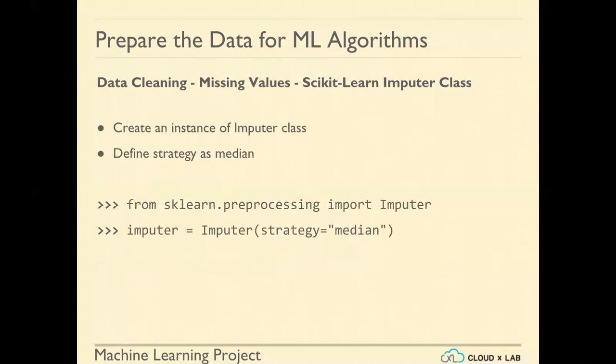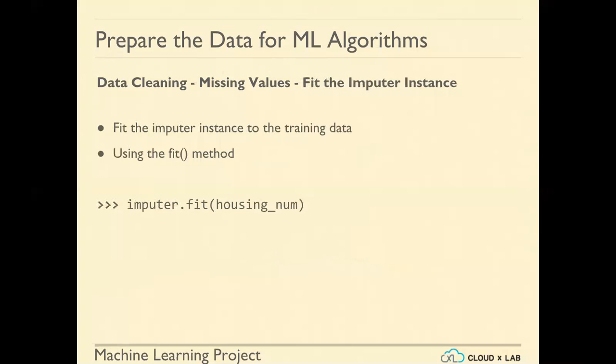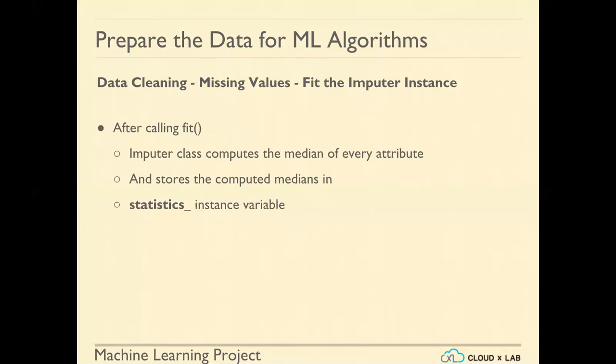One more thing before calling the imputer, we are deleting one column from the dataset called ocean proximity. Why? Because ocean proximity is not a numerical value, and therefore computing the median of it would not make sense. So once we have removed the ocean proximity column, then we can fit. Fit means fill the values with the median.